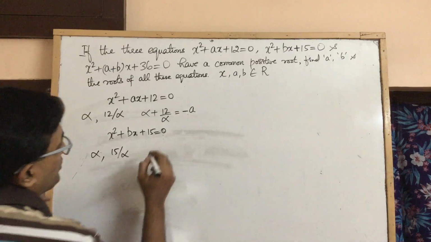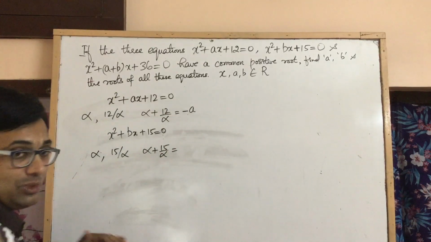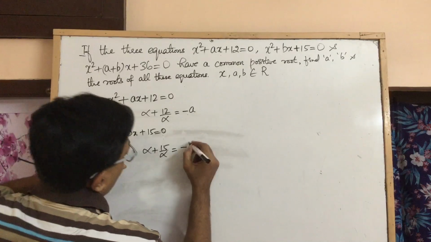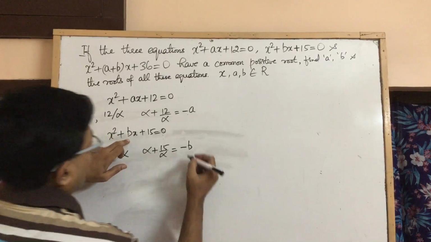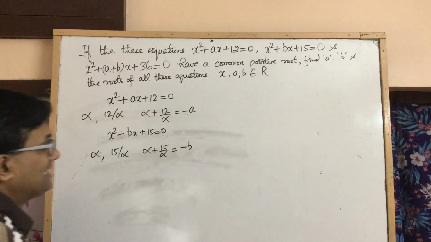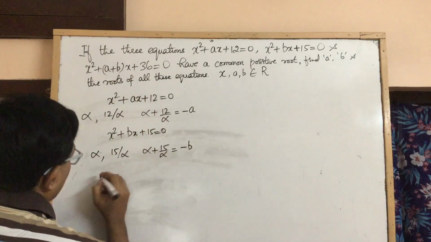And the sum of these two roots would be alpha plus 15 divided by alpha, which according to what we saw just now would be negative of the coefficient of x divided by the coefficient of x squared, which is 1, minus b divided by 1, which is minus b, right? So we have these two equations, and we go to the next one.